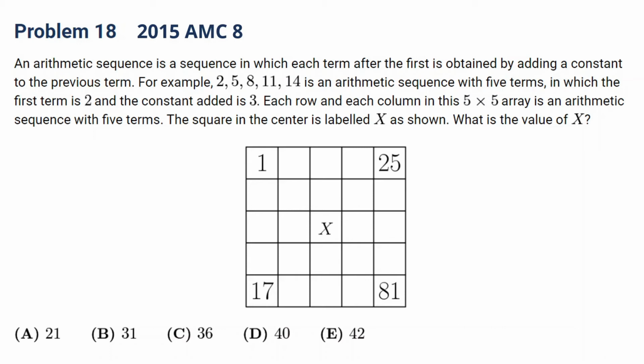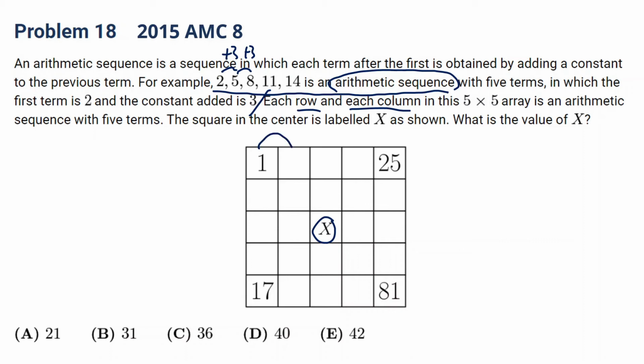Okay, let's come back. So here it explained what an arithmetic sequence is. That is adding a constant number. For those who do not understand what an arithmetic sequence is, okay? And here, each row and each column is an arithmetic sequence with 5 terms. We are looking for what x is. It seems we may need to fill out all the numbers, okay?